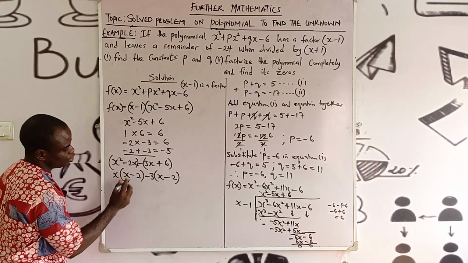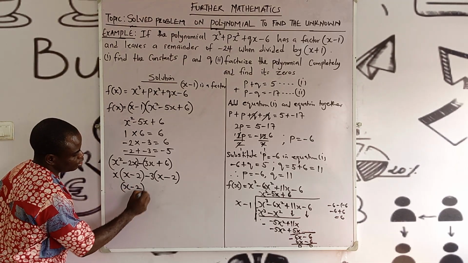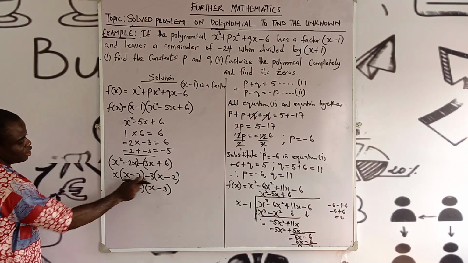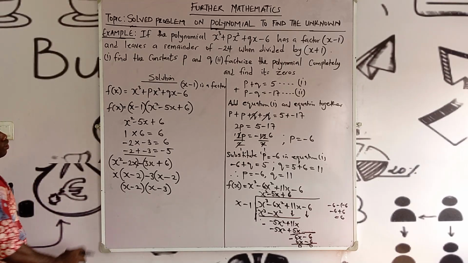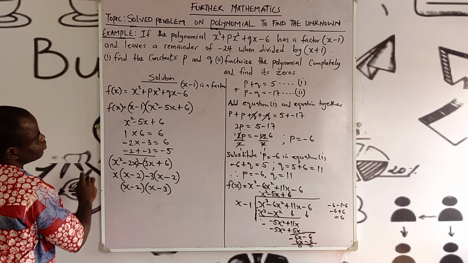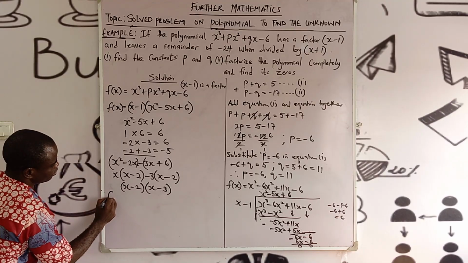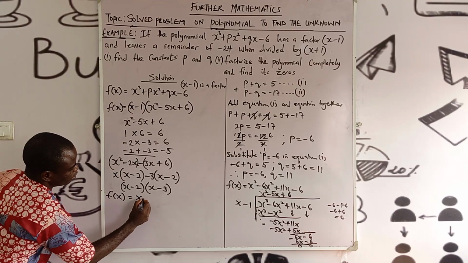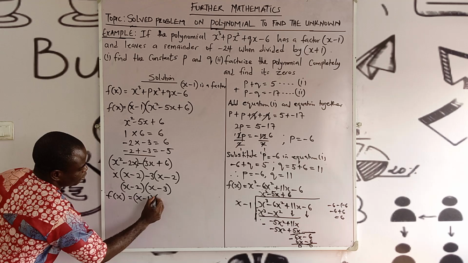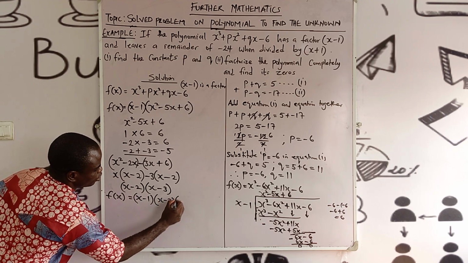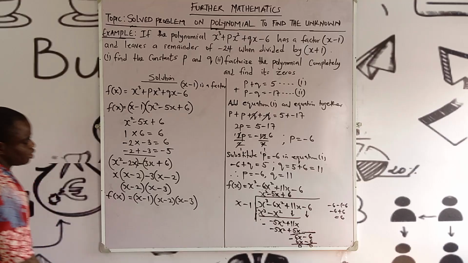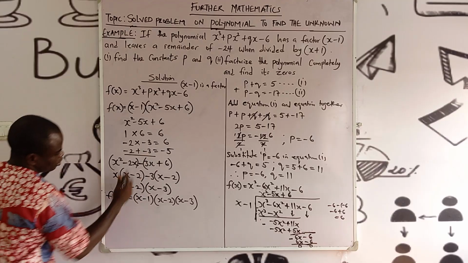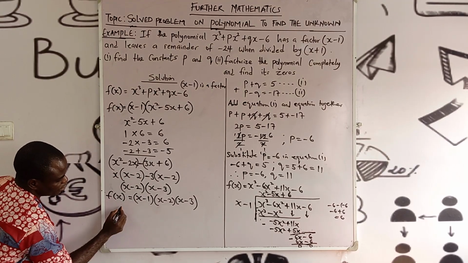Now you pick one out of the two. x minus 2, x minus 3. Write the outside one, bring it out. Now let's see, f of x equals, we write this one first, x minus 1. Now bring this one, x minus 2, x minus 3. You can see it. But we are looking for the numbers. Find its zeros. Okay, let's pick this first one first.